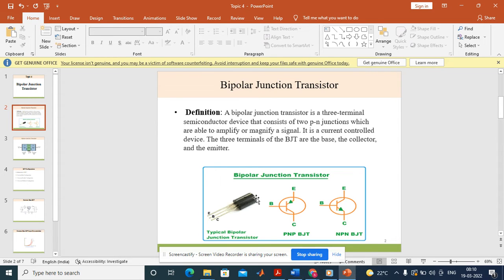This is how physically a transistor looks, with three terminals, and these are the symbols of the PNP bipolar junction transistor and the NPN bipolar junction transistor. The arrow indicates the direction of the current flow, and with the help of the arrow, we can differentiate between NPN and PNP transistors. If the arrow is inwards, it's a PNP transistor. If the arrow is outwards, it's an NPN transistor.